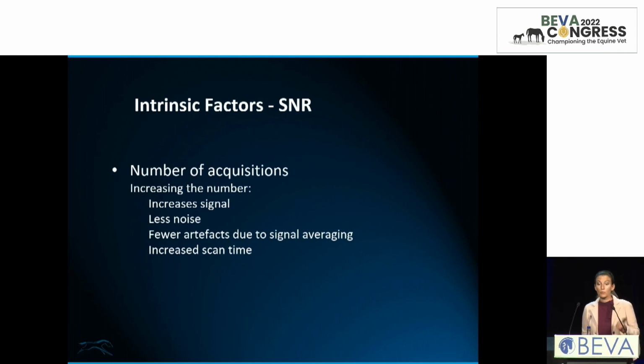Number of acquisitions. What we could do is that we just multi-sample. So meaning that we are doubling, as an example, the increase in signal. We will have less noise. There will be fewer artifacts due to signal averaging. But if you double, you also double the scan time. So there comes the problem again, because at some point our clients usually need to have a wee.